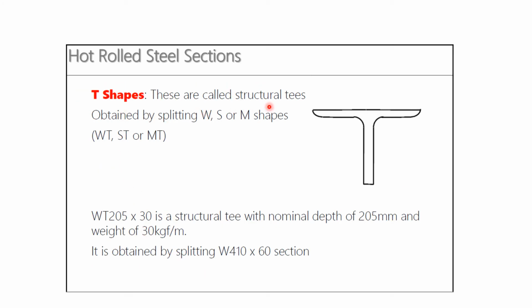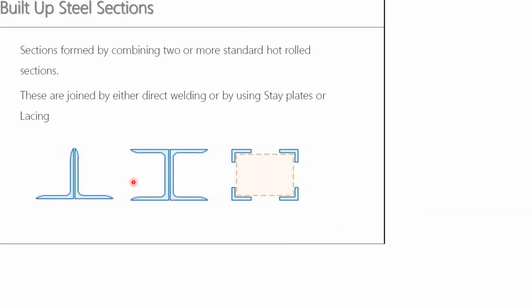T shapes, these are called structural T's obtained by splitting W, S or M shapes. We cut these types of sections. WT denotation, or you can say symbol, is used for the T shapes. T205 multiply 30 is structural T with nominal depth 205 millimeter and weight of 30 kg per meter. It is obtained by splitting 410 multiply 60. We cut that section into 2 and we get this T section.